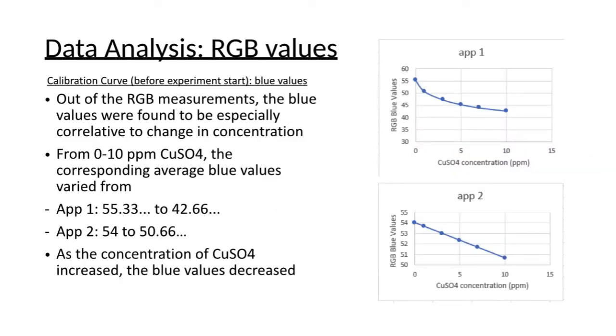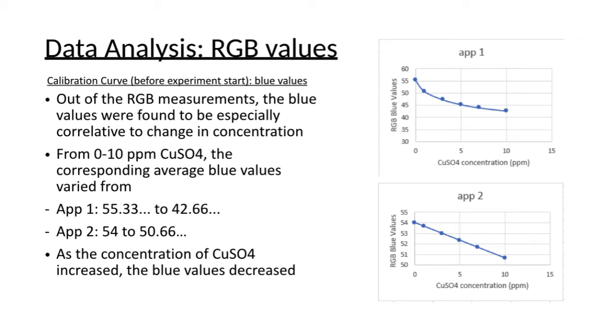Here's the data analysis for the RGB values. This is for the calibration curve before the start of the experiment. And as you can see, only the blue values were used. This is because out of the RGB measurements, the blue values were found to be especially correlative to change in concentration. So, for all the graphs shown in the rest of the PowerPoint, only the blue values were used, as they were found to be the most crucial ones.